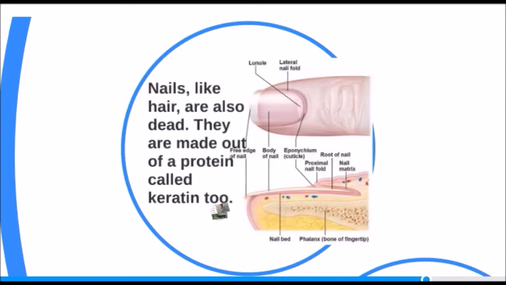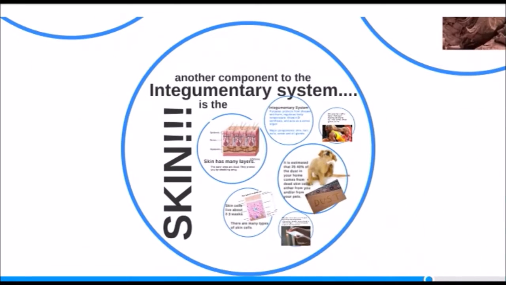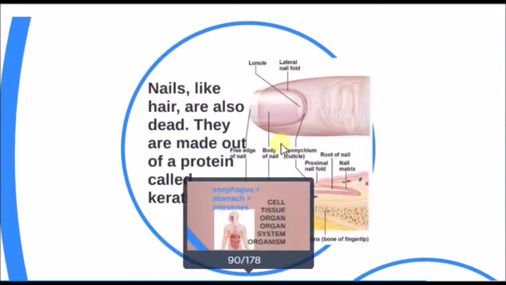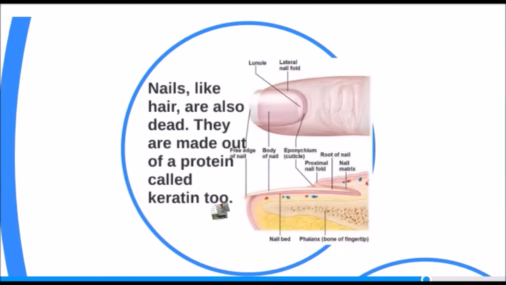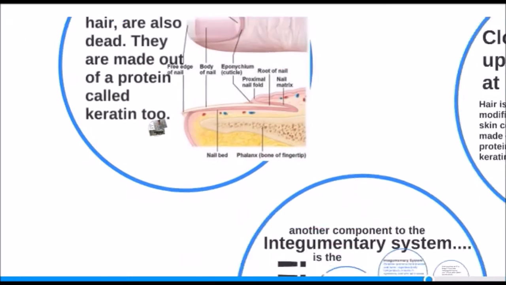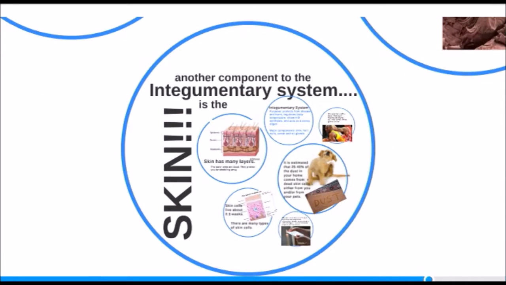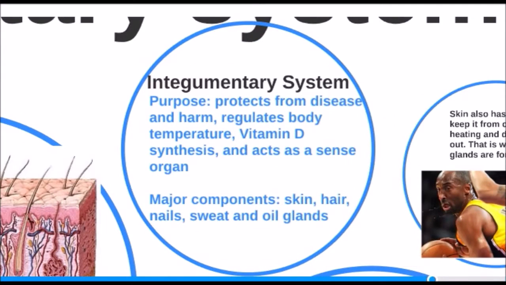So another component of the integumentary system is the skin. The purpose of the integumentary system is to protect us from disease and harm, and it helps regulate body temperature. It also helps us with vitamin D synthesis. So you go outside, you get hit by UV radiation from the sun, and it helps you synthesize, or make, vitamin D workable in your body. That would be another way to say synthesize. And it also acts as a sensory organ to the outside world.